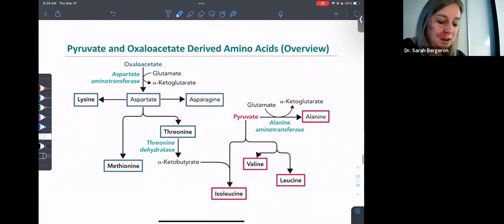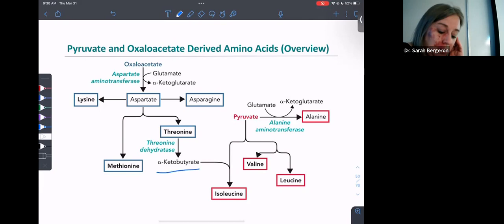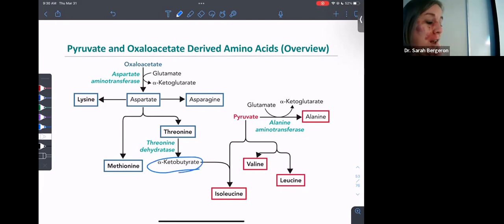All right. So let's talk about the general pathways. So pyruvate and oxaloacetate. These are two linked pathways. So a linked pathway, what's the definition of a linked pathway? What do you have to have for the linked pathway? A shared intermediate. So what's my shared intermediate between these two pathways? Alpha ketobutyrate. Alpha ketobutyrate makes this a shared pathway.